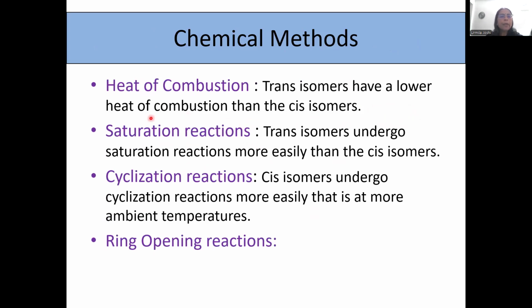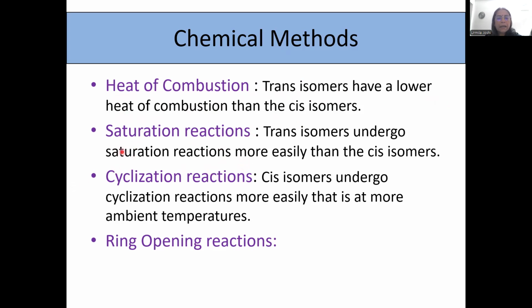Now, coming to chemical methods. There are various chemical methods which are used to determine the configuration of geometric isomers. The first of these is heat of combustion. The trans isomer has a lower heat of combustion.